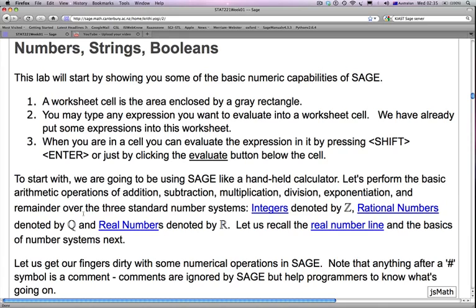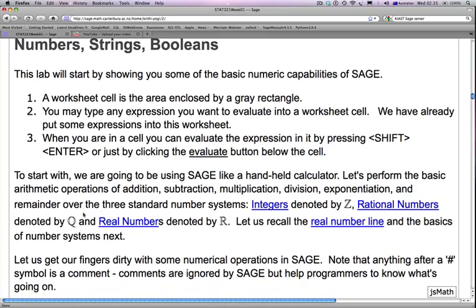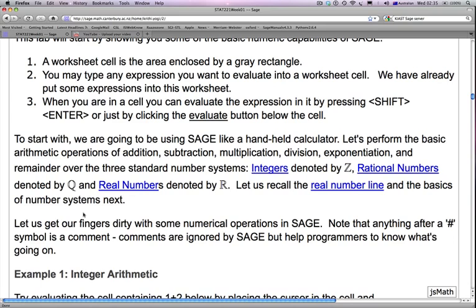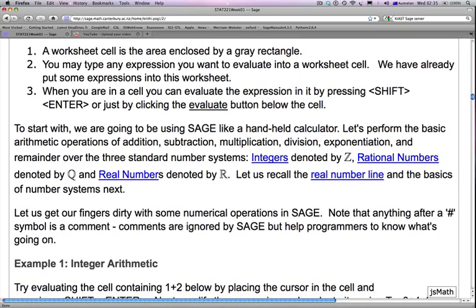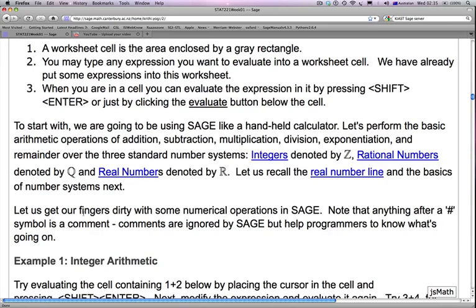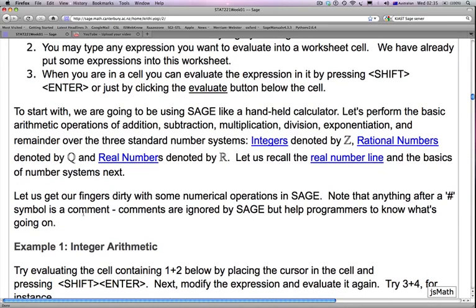You may type any expression you want to evaluate into a worksheet cell. We've already put some expressions into this worksheet for you to play around with. When you're in a cell, you can evaluate the expression in it by pressing Shift Enter or by clicking the Evaluate button below the cell, as I just showed you. To start with, we are going to be using Sage like a handheld calculator. Let's perform the basic arithmetic operations of addition, subtraction, multiplication, division, exponentiation, and remainder over 3 standard number systems.